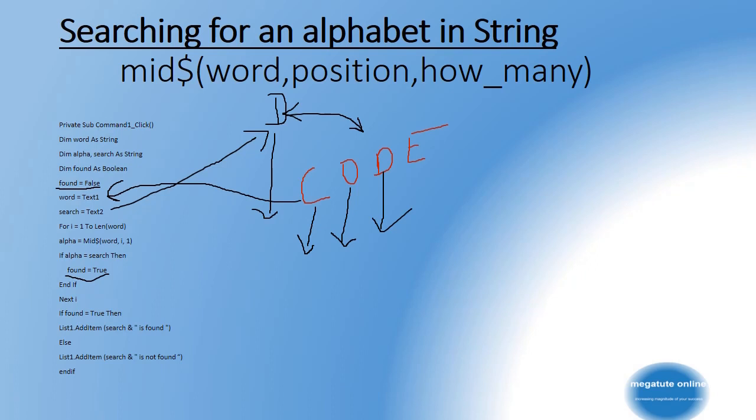Else if it is not matching, you can say D is not found. So this is the way you do searching in a string. Alright, now let's go to the next example.